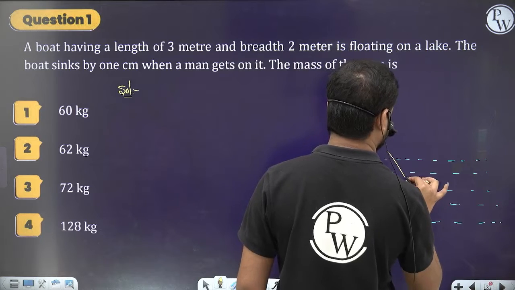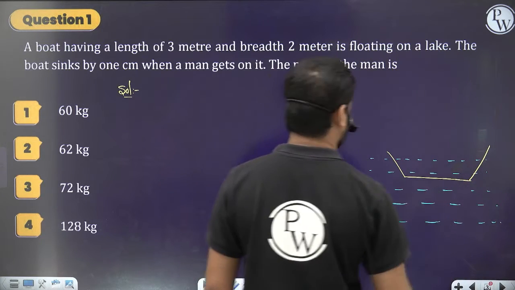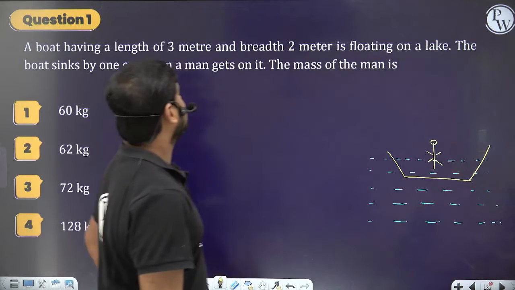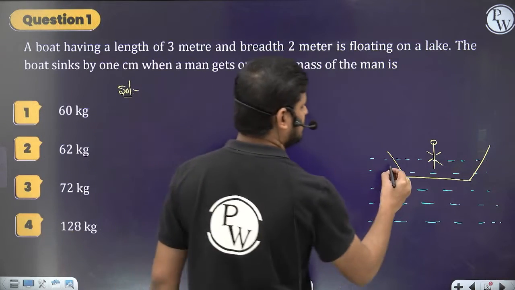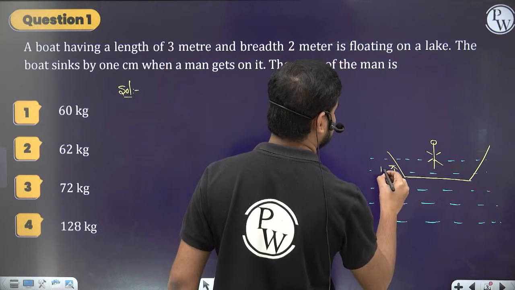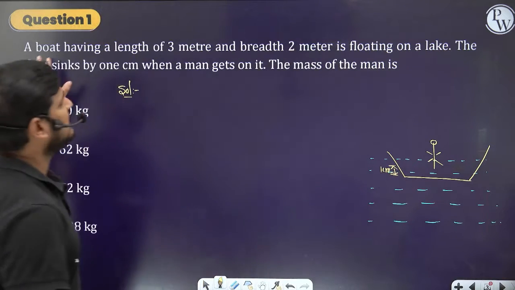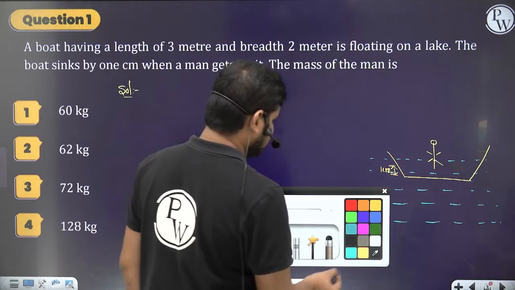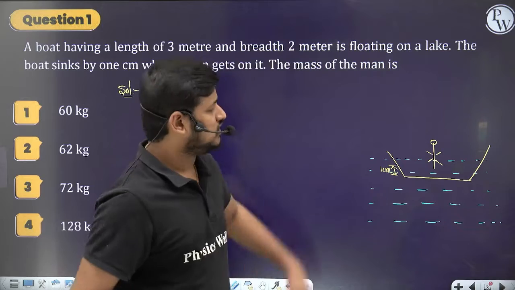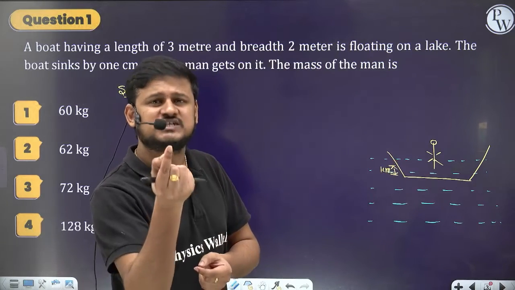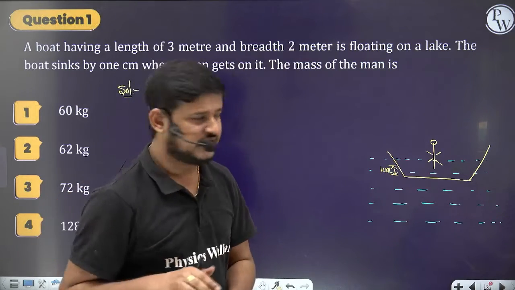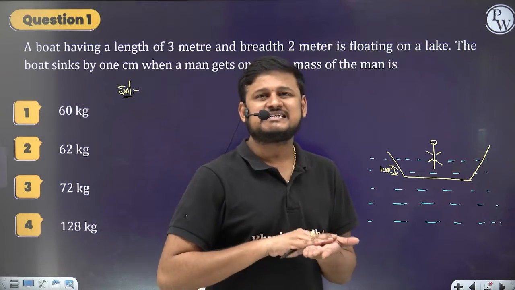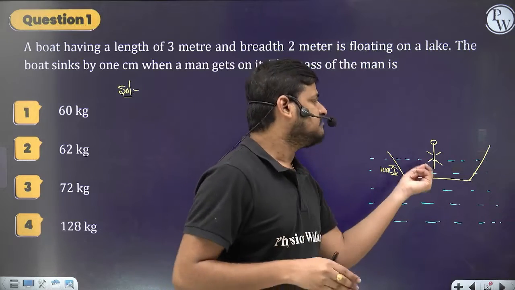Let's suppose we have the boat here like this. When a person gets on it, what happens? The boat sinks by 1 centimeter, let's suppose. That's what they said. And the length and breadth of the boat are also given. When the person gets onto the boat, the boat still floats. It sinks 1 centimeter, but it's floating on the water only, right? It will not completely sink. That's the main concept.